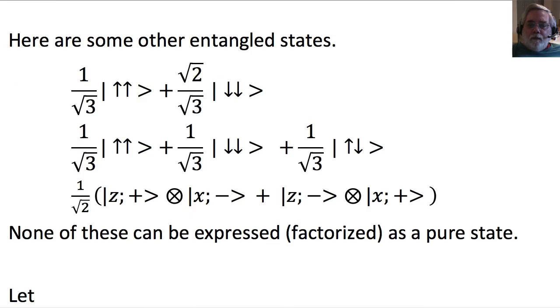Here are some other entangled states. If you look at these, I think you can convince yourself that they cannot be expressed as pure states. 1 over square root of 3 up up plus square root of 2 over square root of 3 down down. 1 over square root of 3 up up plus 1 over square root of 3 down down plus 1 over square root of 3 up down. 1 over square root of 2 z plus tensor product x minus plus z minus tensor product x plus. None of these can be expressed as a pure state.